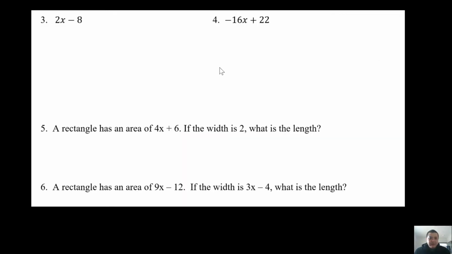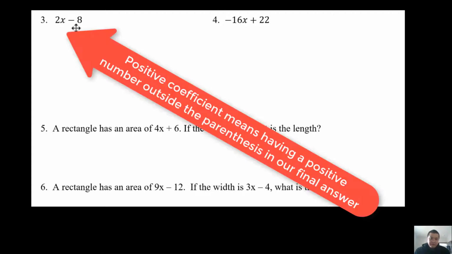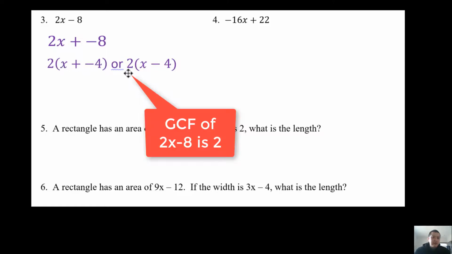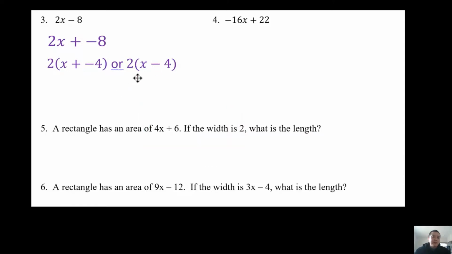So let's take a look at number 3. Here we have a positive coefficient 2 and a negative 8. So what we need to take out is a positive number because we have a positive coefficient right here. But first we're going to change this into 2x plus negative 8 to get rid of the negative sign. And then we're going to factor out the greatest common factor of 2 and 8, which is 2. So what we have is 2 times x plus negative 4, or 2 times x minus 4. Remember that these two things are the exact same thing. Adding a negative number is the same thing as subtracting a positive number.